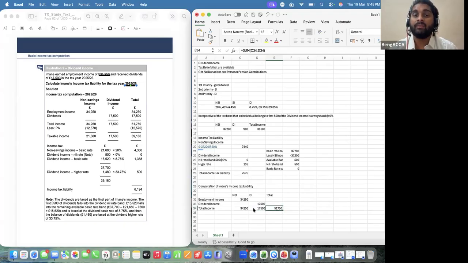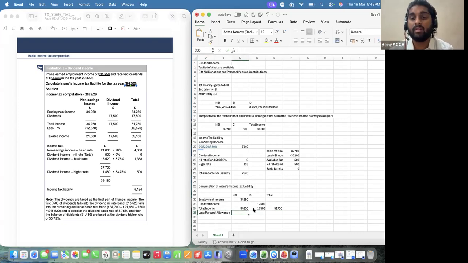Now what do we have? We have to deduct, because the adjusted net income is less than 100,000. As we know, there are no other adjustments like gifted donations or pension contributions. Adjusted net income is equal to total income. From this, we will be deducting personal allowance, less personal allowance.